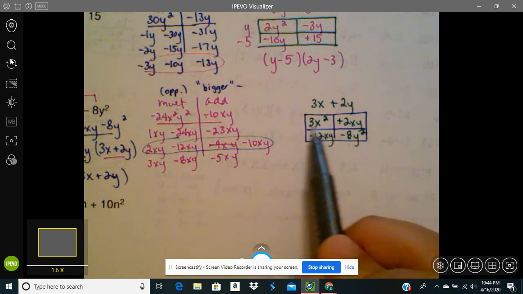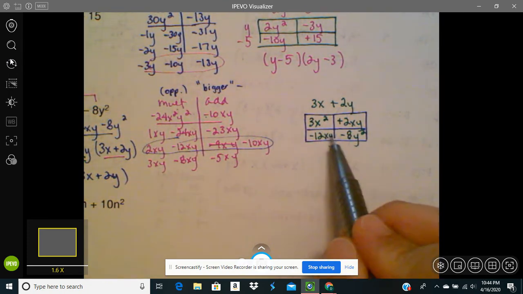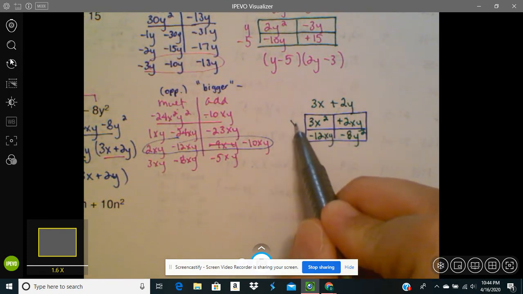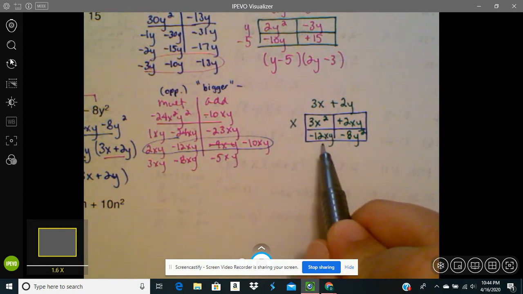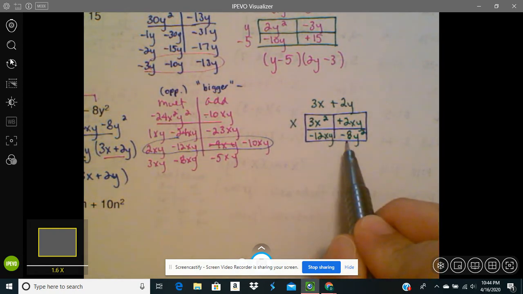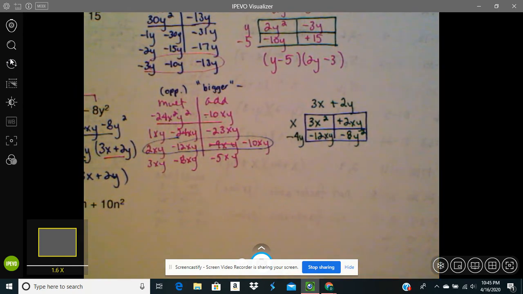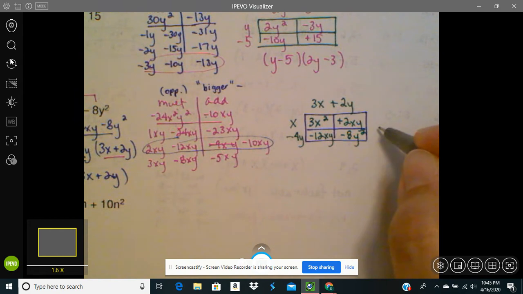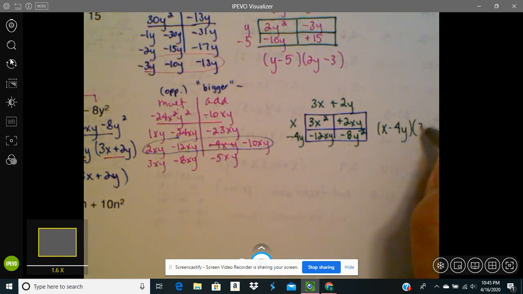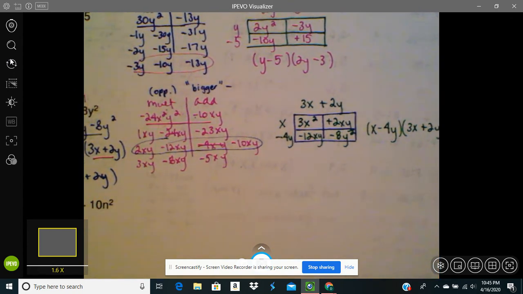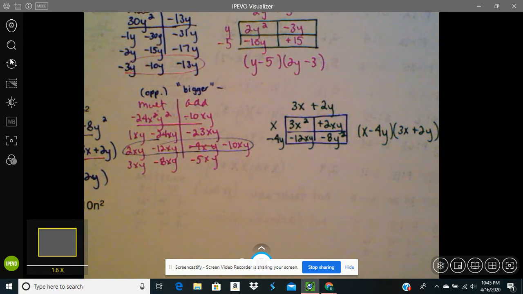Now let's look at the rows. The greatest common factor of 3x squared and 2xy is x. The greatest common factor of negative 12xy and negative 8y squared is negative 4y. So my final answer is going to be x minus 4y times 3x plus 2y. And that's the same answer that I got using the other way. Okay.